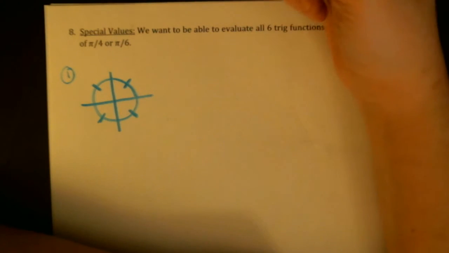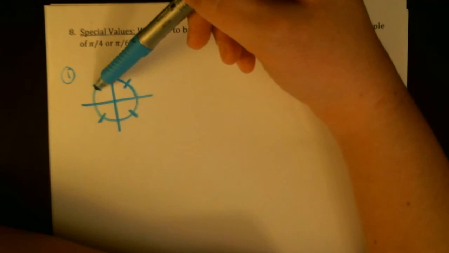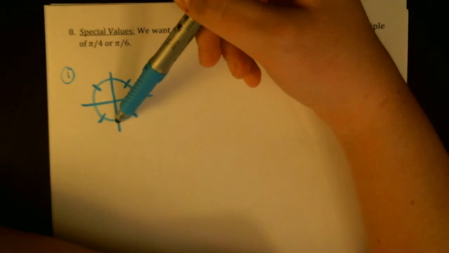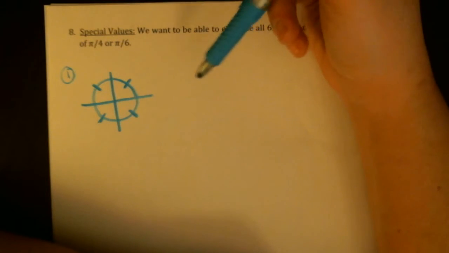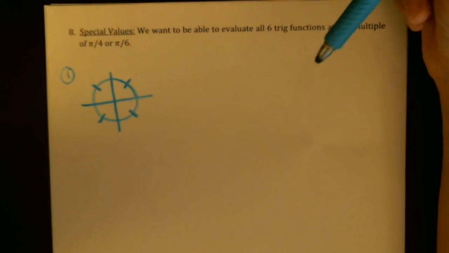Notice pi over 4s actually hit all the quadrant angles as well. This is a pi over 4, 2 pi over 4s, which is a pi over 2, 3 pi over 4s, 4 pi over 4s is a pi, 5 pi over 4s, 6 pi over 4s is 3 pi over 2, 7 pi over 4, and then 8 pi over 4 is a 2 pi. So we want to be good with any of those, and also the negative versions, and we want to be able to go around more than once, and so on.